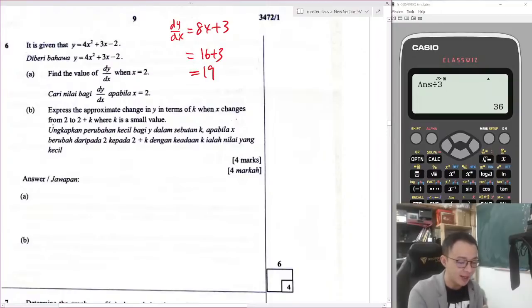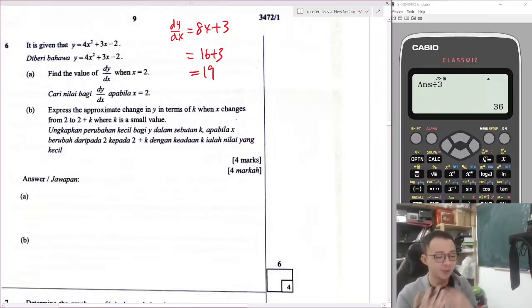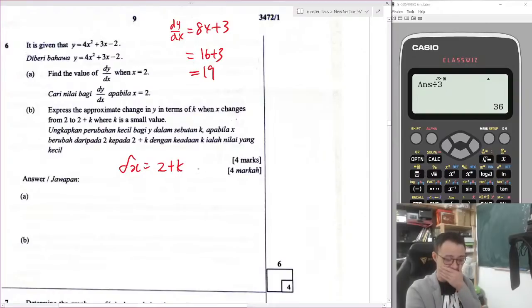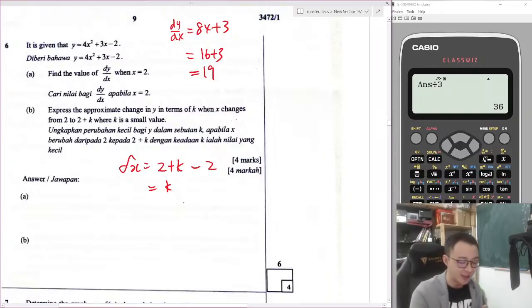Alright, then express the approximate change in y when x changes from 2 to 2 plus k. So what we understand right now is change of x actually is new x minus old x, so it's just k. Or some of you already know it's just k. Alright, so then I want to find change of y will equal to dy dx multiply change of x.